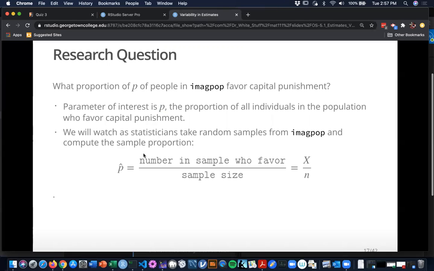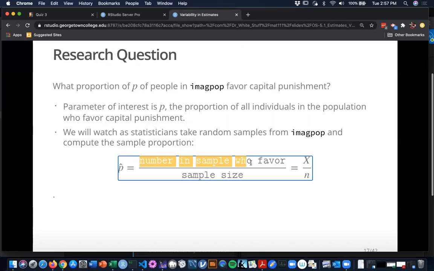What we're going to do is watch as statisticians take random samples from this population and compute the sample proportion for themselves. So each of them is going to be computing a p-hat. They're going to take their sample, count the number of people in the sample who favor capital punishment, which is a success for them, and divide by the sample size. That's going to be their p-hat.